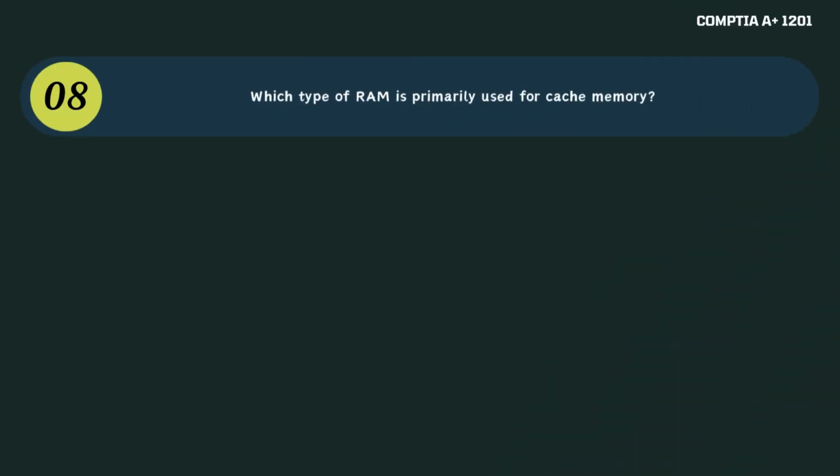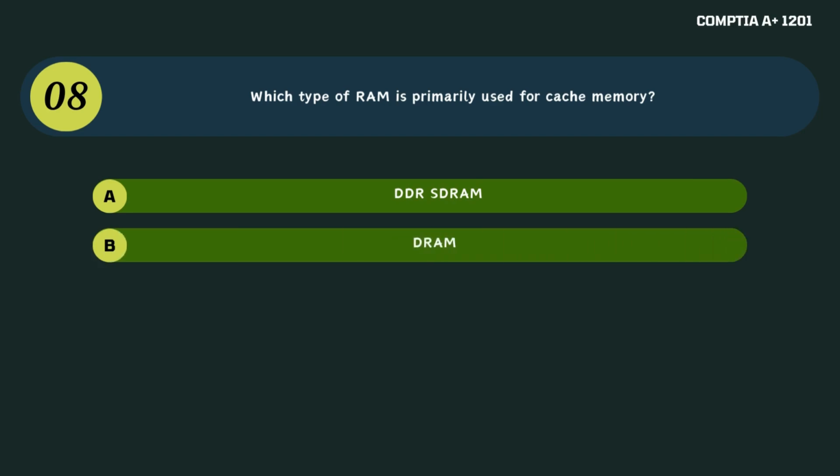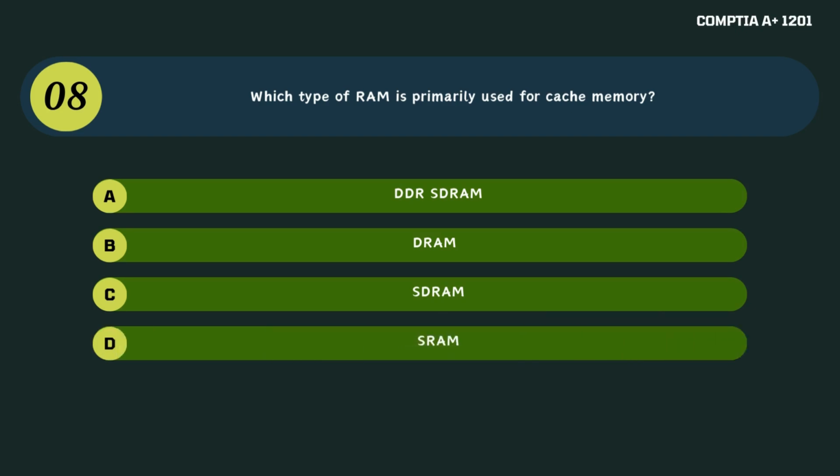Question 8. Which type of RAM is primarily used for cache memory? A. DDR-SDRAM. B. DRAM. C. SDRAM. D. SRAM.